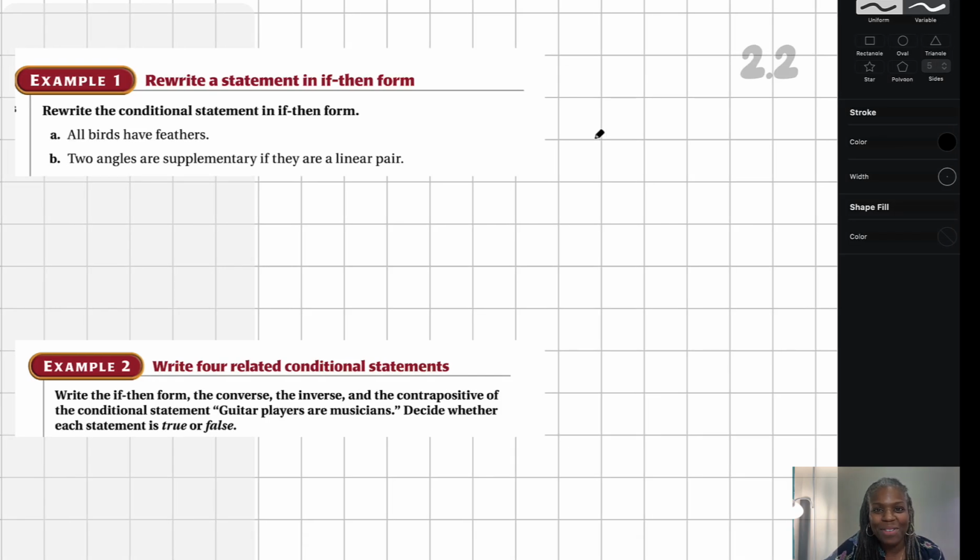Hey everybody, we are still in section 2.2. We're going to talk about the examples. The first thing we're going to do here is rewrite these statements in if-then form. It says rewrite the conditional statement in if-then form.